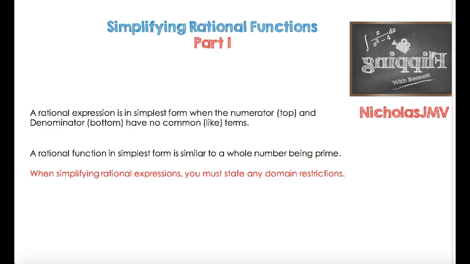Today we're going to be talking about using our algebra skills to simplify a rational expression. We want it in simplest form, okay? That means the numerator and denominator have no common or like terms. Nothing's common. When something's down to the lowest terms, we call that being prime, like 13 or 7 or 3. Those are prime numbers. Nothing goes into them other than 1 and itself. So when a rational function is in simplest form, you consider that being prime.